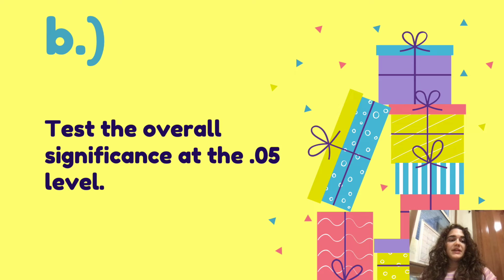For part B of this problem, we need to test the overall significance at the 0.05 level. And this one is important because we're testing overall significance, which means we're testing the significance of all 3 of the variables together on this test. In a single variable linear regression, you could use either an f-test or a t-test for this, but since it is a multi-variable linear regression, we can only use the f-test.